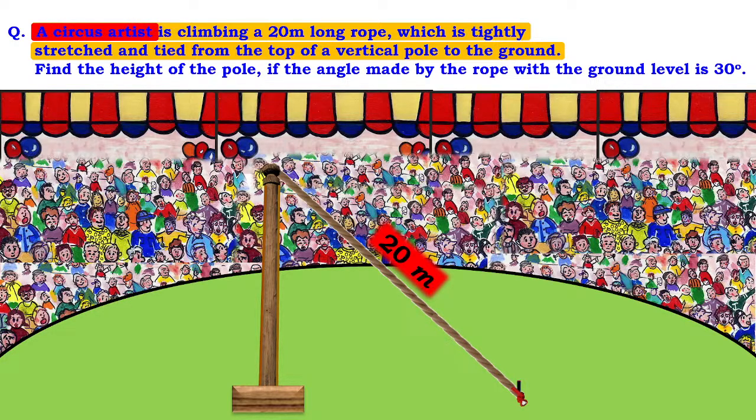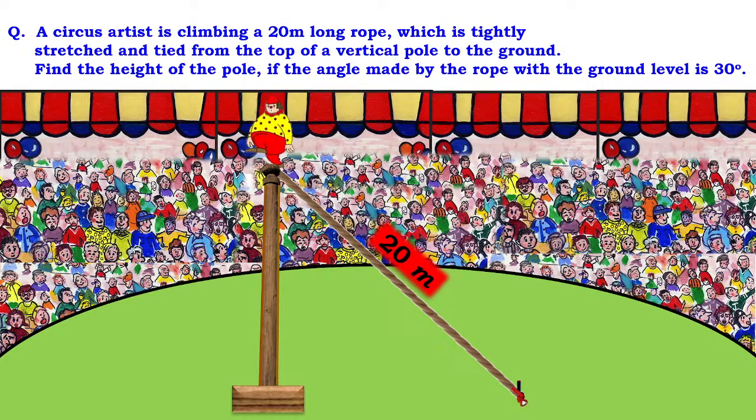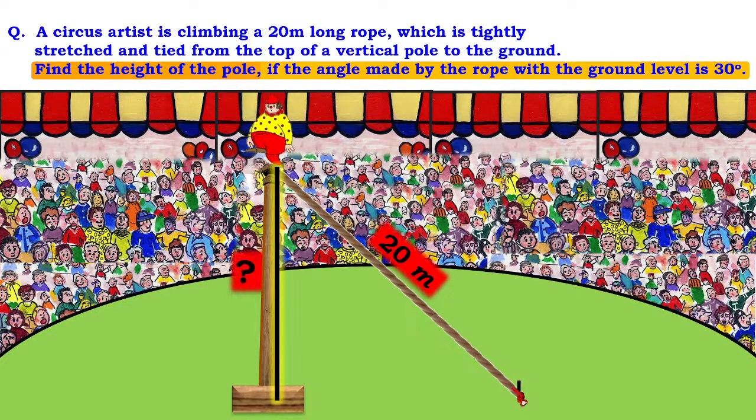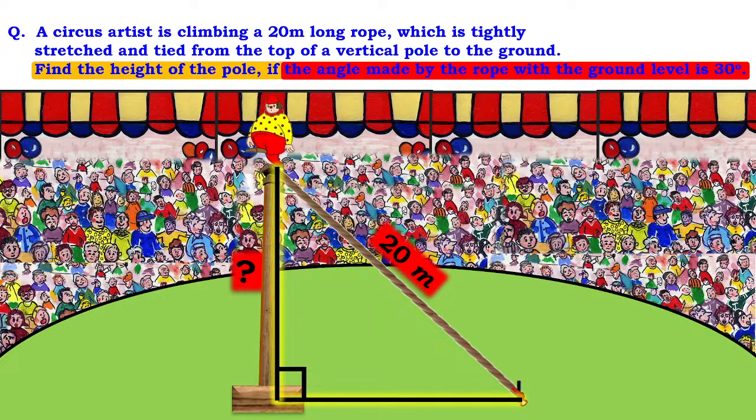Okay. So now what happens? Here you have an artist, and this artist is going to climb the pole. Did you all understand now? Okay. He is going to climb. Now what is the question they are telling? Find the height of the pole and the angle made. The angle made they have given 30-degree. What is the height of the pole? This height they are asking. And the rope is making, what is the angle of the rope and the ground? 30-degree. So can I write here 30?